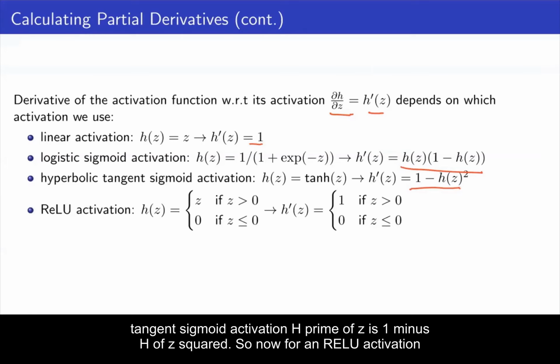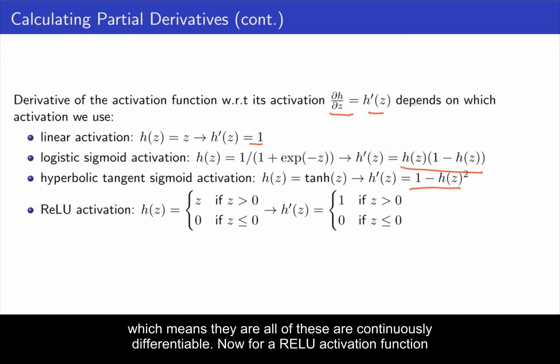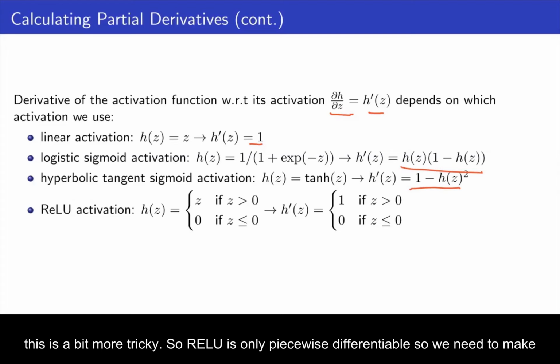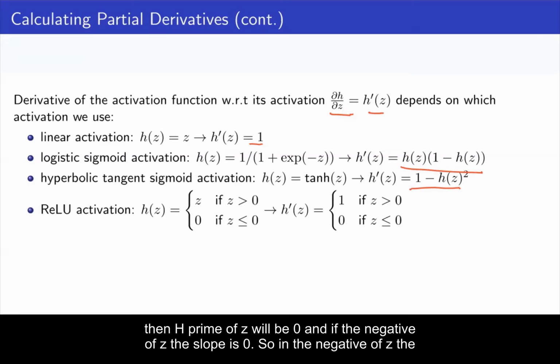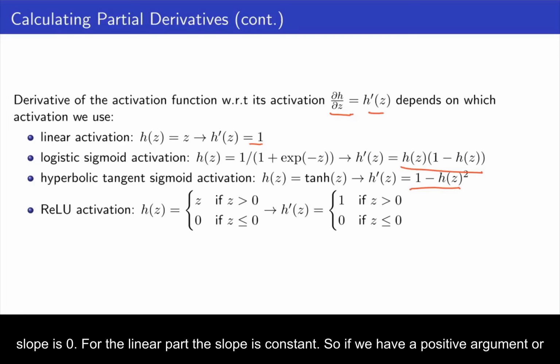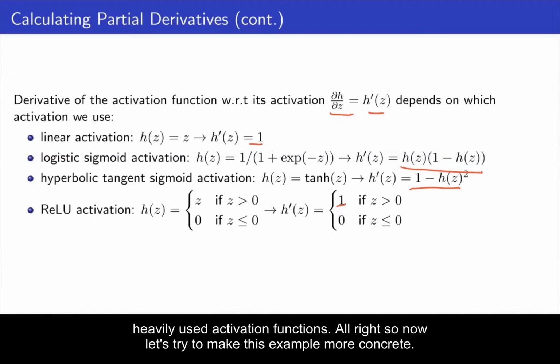Now for a ReLU activation function. Before, all these functions that we saw are smooth functions, which means all of these are continuously differentiable. Now for a ReLU activation function, this is a bit more tricky. ReLU is only piecewise differentiable, so we need to make a case distinction depending on the input of the function itself. If the input is negative, then h prime of z will be 0. In the negative range of z, the slope is 0. For the linear part, the slope is constant. So if we have a positive argument or 0, then h prime of z will basically be 1. So these are some examples of the derivatives of certain heavily used activation functions.